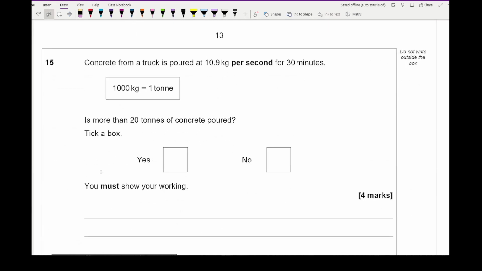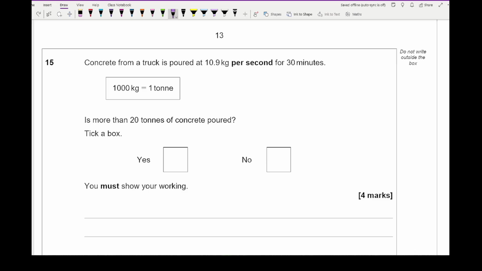Moving on to question 15, it says concrete from a truck is poured at 10.9 kilograms per second for 30 minutes. 1,000 kilograms is equal to 1 ton. Is more than 20 tons of concrete poured? Tick a box and say yes or no. Now again, one of my biggest bugbears about this is they should have the yes no at the end, not at the front, because you'd be tempted to tick a box and then show your working. So always leave that ticking of the box last. Do your working out, answer the question, figure it out, and then tick your box.